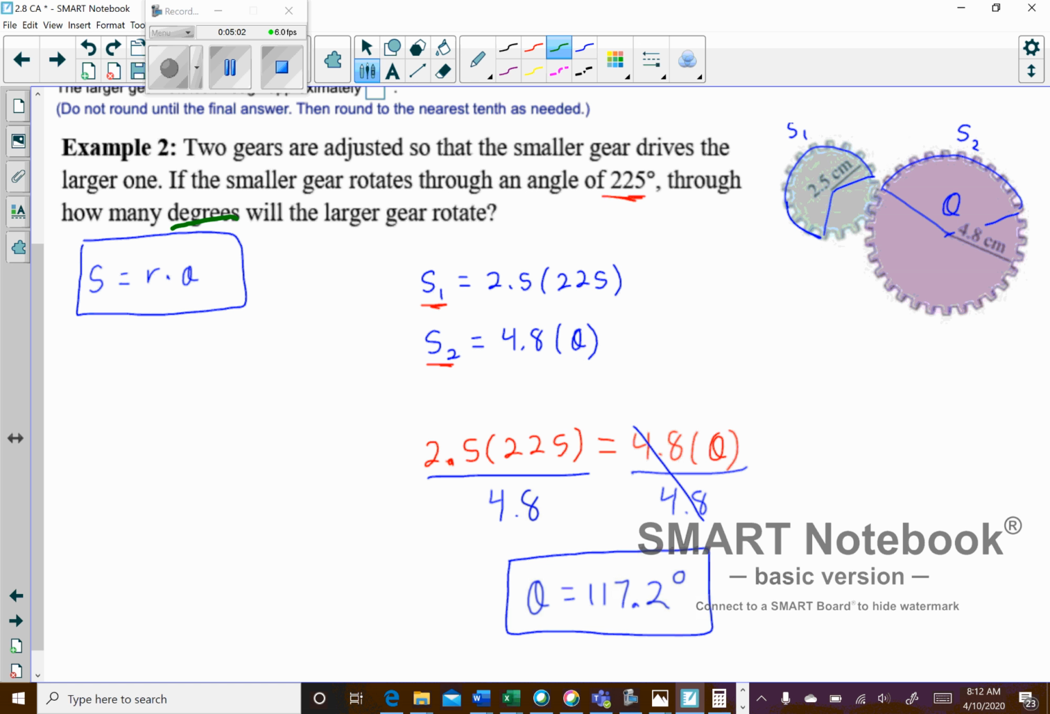Now, the two arc lengths are equal. S1 is equal to S2, and that's what I have right here. So I set them equal to each other, divide by 4.8, and that's how I ended up with my angle. And so you see my angle is in degrees. So you have to be a little careful because most of the examples you do need to convert to radians. This one was one of the exceptions.